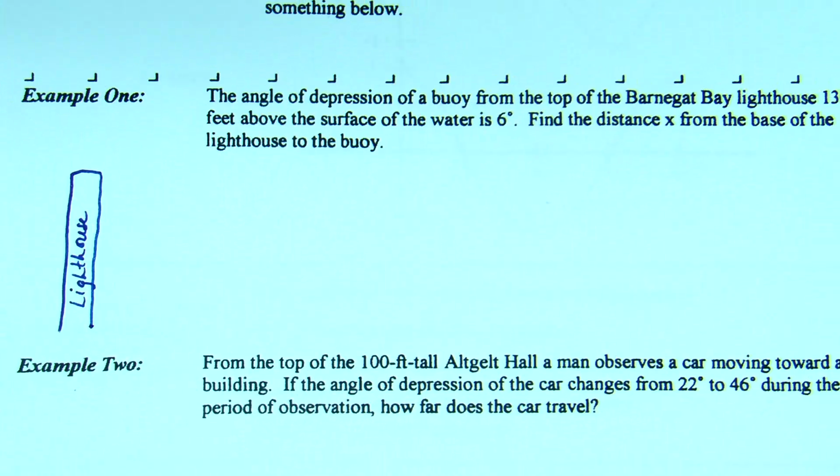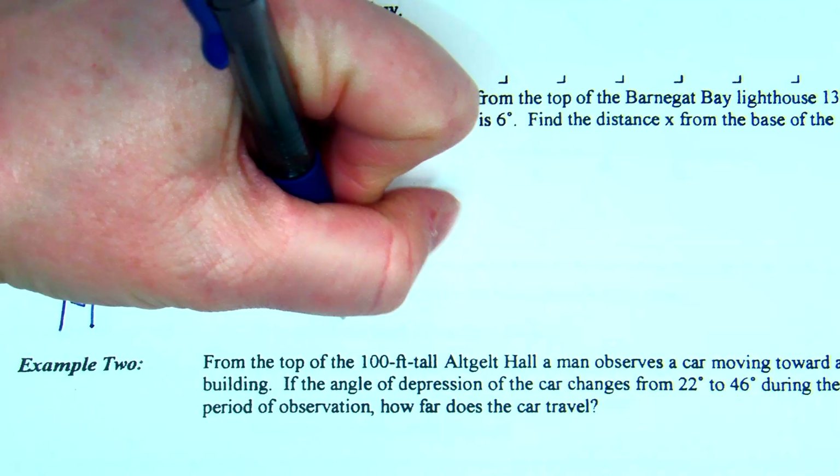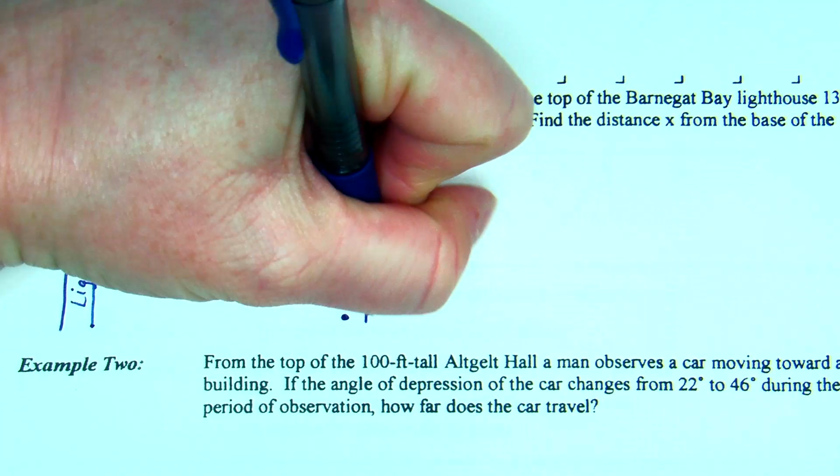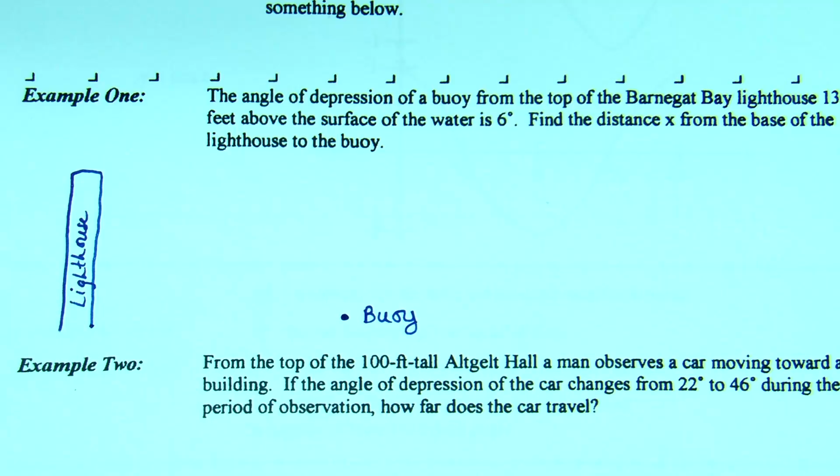With a buoy, right? Where's the buoy? The buoy is the thing out floating in the water, right? So I'm going to make my buoy a point out there. Keep in mind, this is water level here, yes? The buoy's at water level. The base of the lighthouse is at water level.